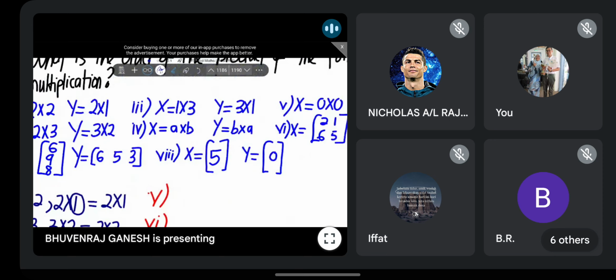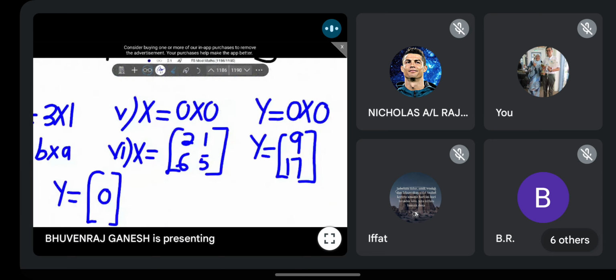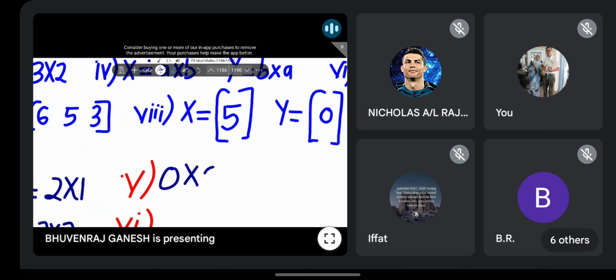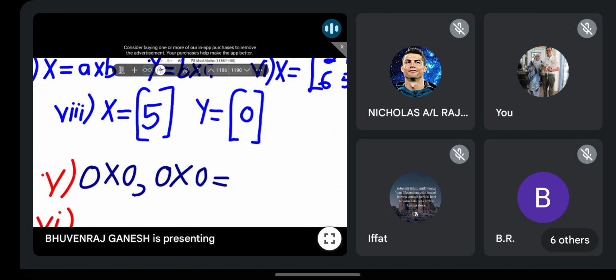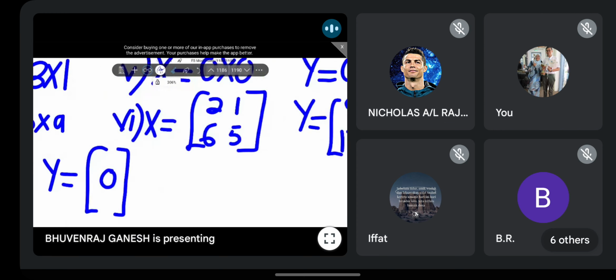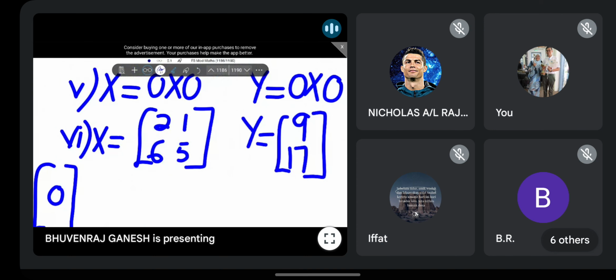Okay, so next one. Number 5. What will be the order for your answer? Order of matrix. Very good. 0 times 0. Correct. You never get wrong there. Okay, so basically same concept again. Front number multiply with back number. So you will get 0 times 0. Okay, number 6. We still continuing the same thing. Okay, so number 6, guys. What will be the order for your product?